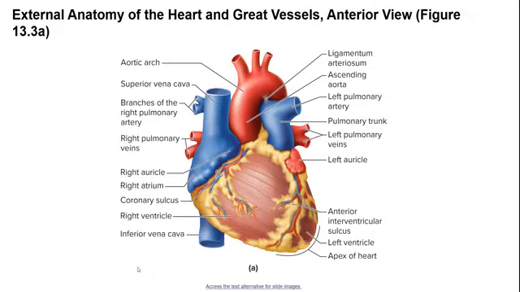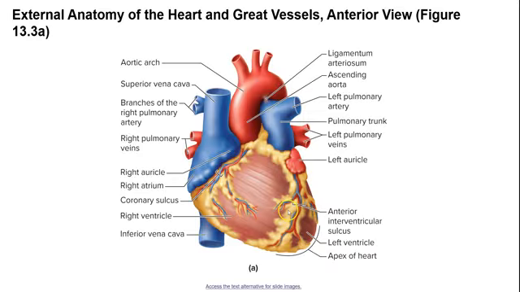Alright guys, let's look at the external and internal anatomy of the heart. So we're going to start with the external anatomy, and we're going to start with the structure right here called the anterior interventricular sulcus. So this structure is going to separate the right ventricle from the left ventricle over here.